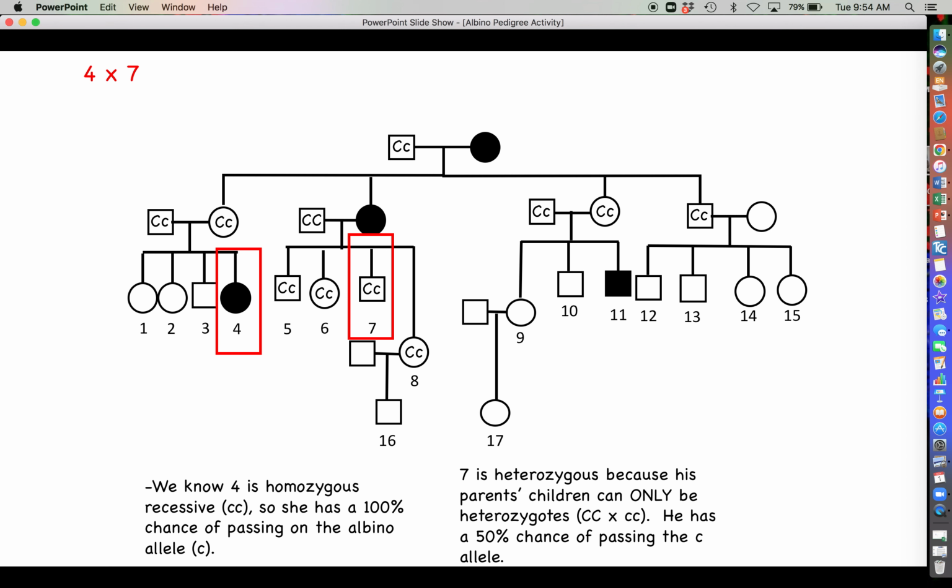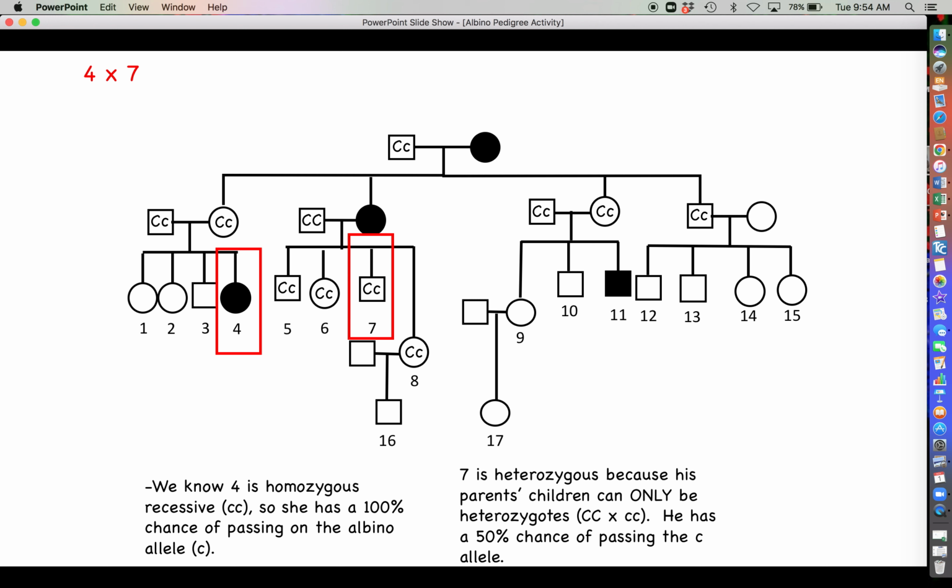We know individual number 4 is homozygous recessive, so she has a 100% chance of passing on her albino allele, okay? But individual number 7, since he is heterozygous, only has a 50% chance of passing on the recessive allele.